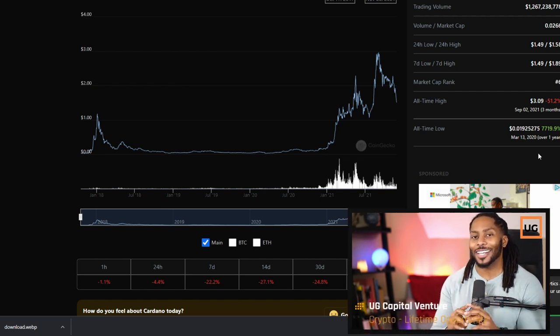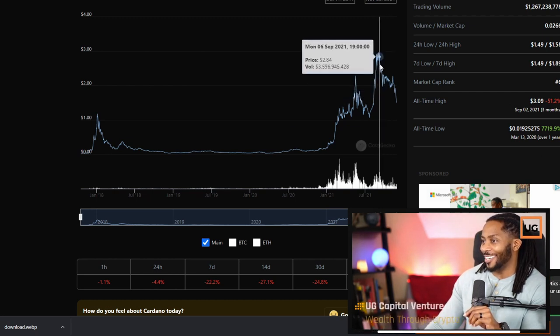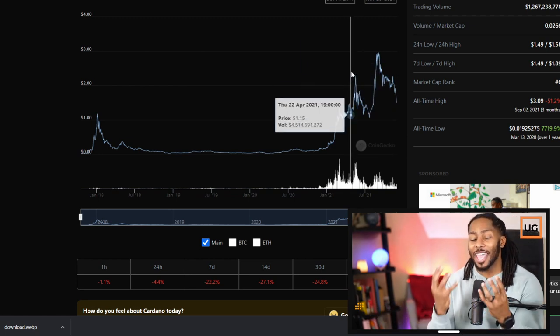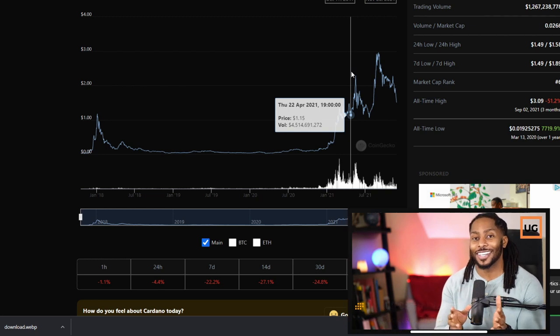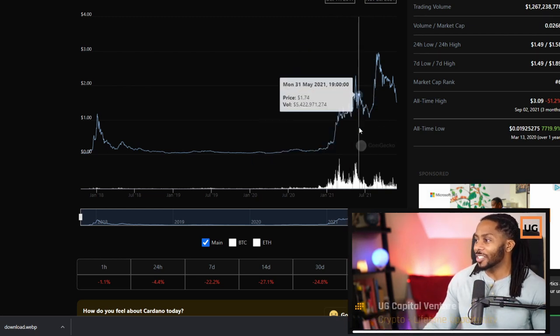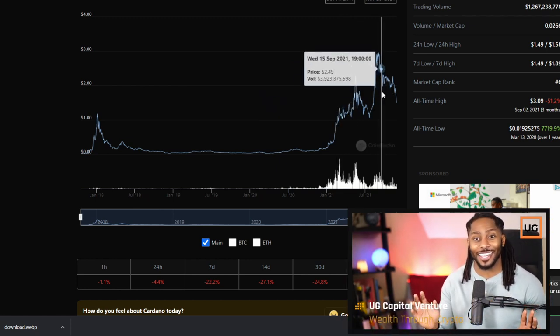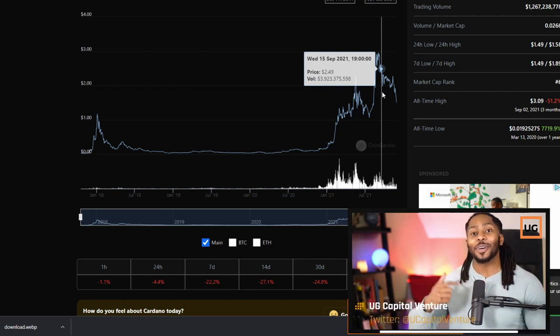So why am I excited? Look at this. My purchase price was here, and we're here. That would be a terrible trade. If I was trading Cardano, that would be absolutely terrible. My goal as a trader is to buy low, sell high, using whatever technical indicators I can, whatever market sentiment I can find. That's my goal. But I'm a long-term investor.